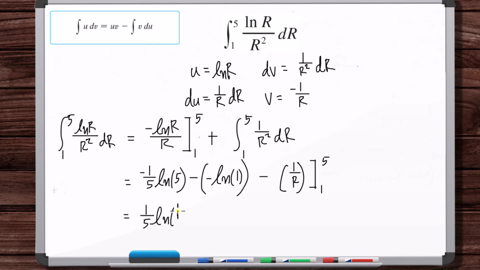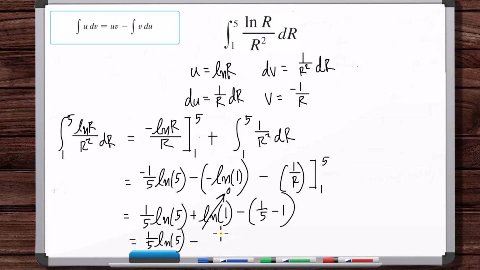So we've got 1/5 natural log of 5 plus natural log of 1 minus 1/5 minus 1. Well, e to the 0 is equal to 1. So this is 0. So we've got 1/5 natural log of 5 minus 1/5 minus 5 over 5 is minus 4 over 5. So plus 4 over 5. Or wait, there's a minus here. Okay, yeah, so 4/5 minus 1/5 natural log of 5.